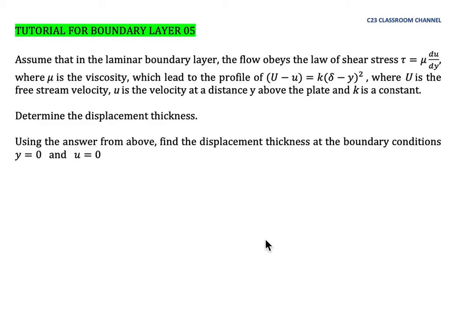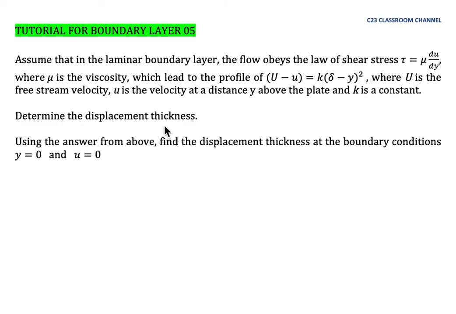This is a tutorial for boundary layer number 5. Assume that in the laminar boundary layer, the flow obeys the law of shear stress tau equal mu du/dy, where mu is the viscosity, which leads to the profile of U minus u equal k (delta minus y) squared, where capital U is the free stream velocity and small u is the velocity at the distance y above the plane and k is a constant.